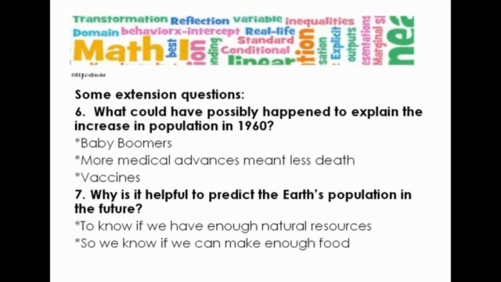So as I mentioned, some possible answers for question 6: students replied that the baby boomers in 1960 were simply having more babies, and so that contributed to the growth. Other students decided that there were more medical advances, and that meant fewer deaths. And along with that, we were vaccinating more, which was also preventing disease and subsequent death. Question 7, and this was also good to tie to science class, students said it was helpful to predict the Earth's population to know if we have enough natural resources, and so we know if we can make enough food to sustain that many humans.